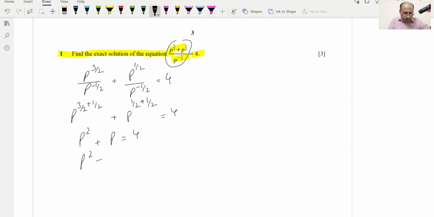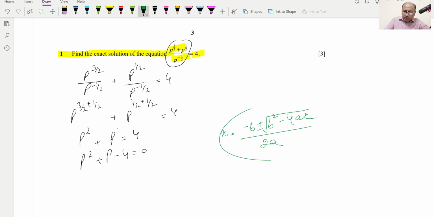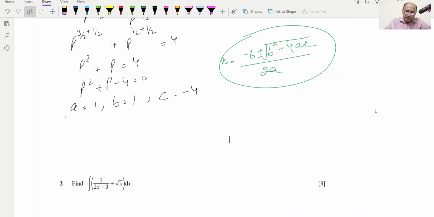So p squared plus p minus 4 is equal to 0. We can factorize or we can apply the quadratic formula, which is x is equal to minus b plus minus square root of b squared minus 4ac over 2a. So this will be the quadratic formula which we will be applying, and this will be p. The ABC values: a is equal to 1, b is equal to 1 and c is equal to minus 4.